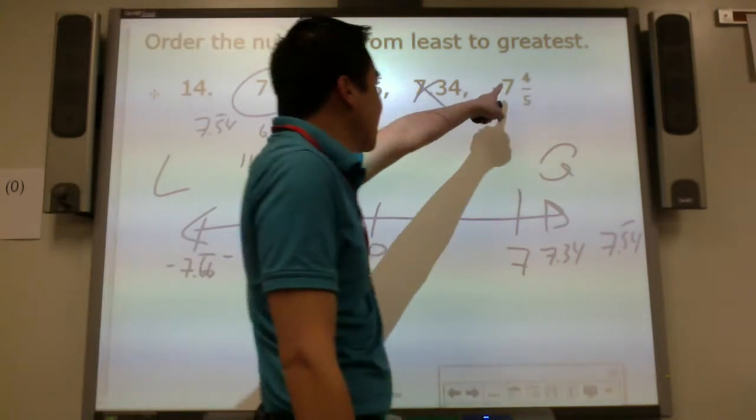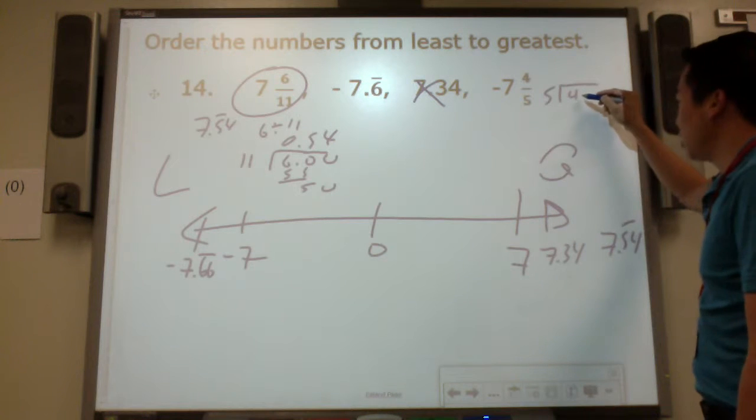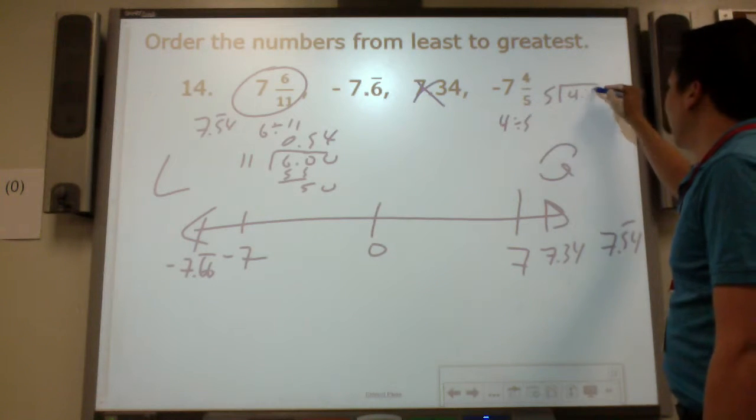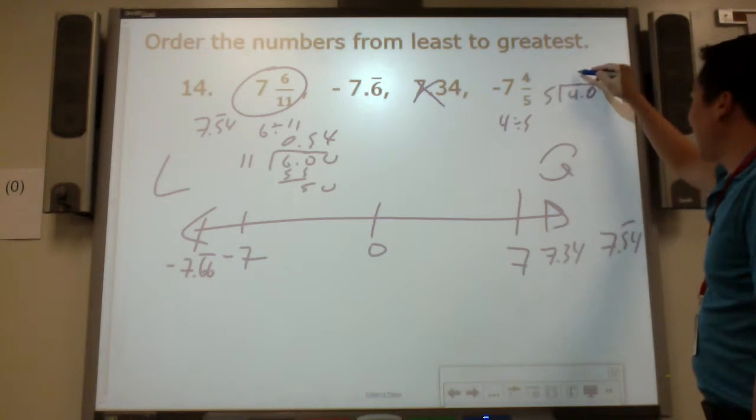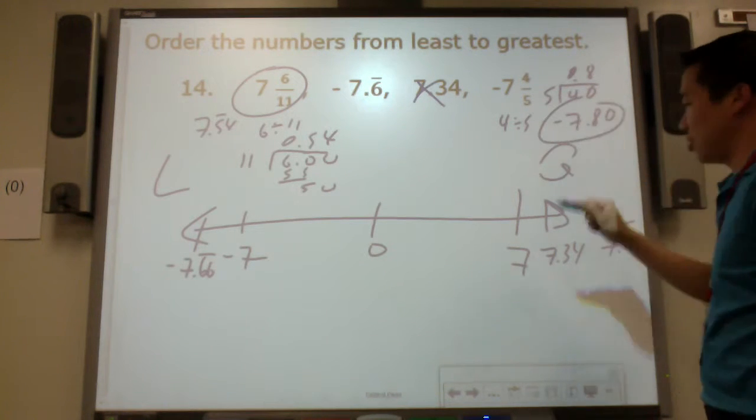Then we have negative 7 4/5. What fraction decimal is it? 4 divided into 5 parts. That's 4 divided by 5. Okay, a group of 5 goes into 40, 8 times. So it's negative 7 and 8, or 80 hundredths.